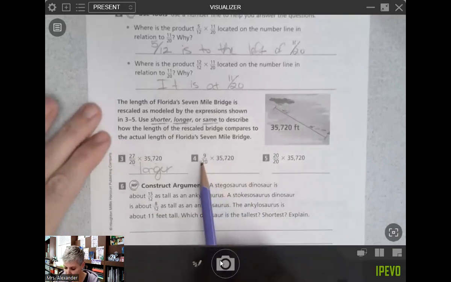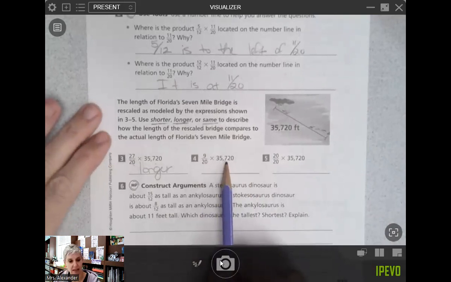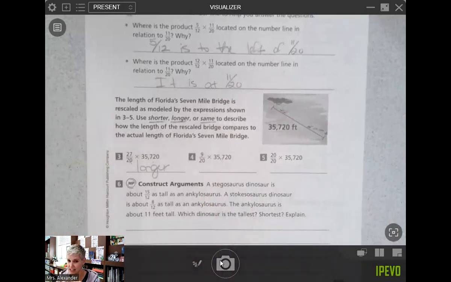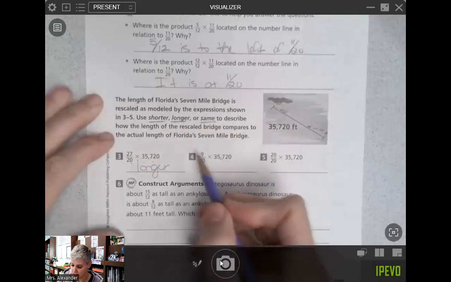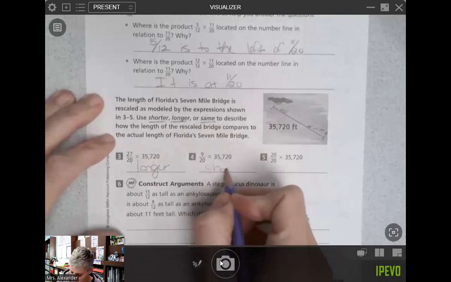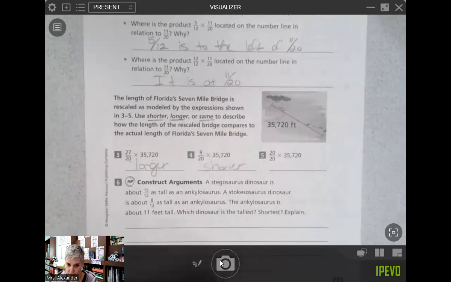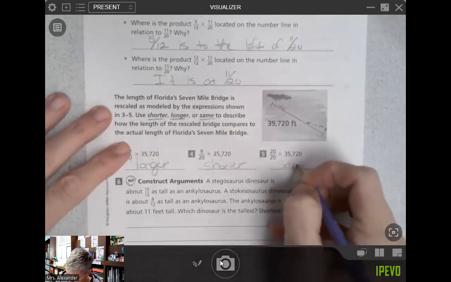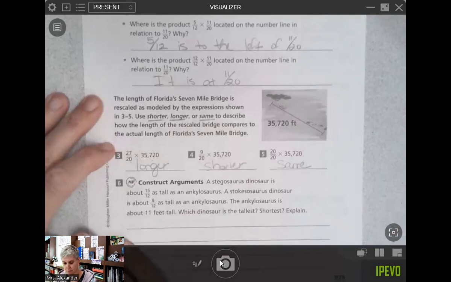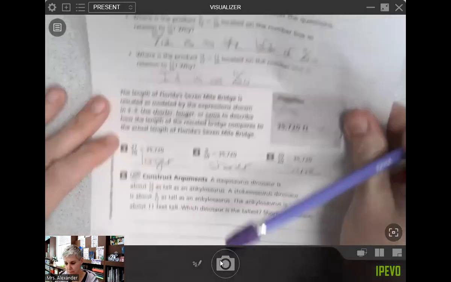What if we have 9/20 of that original length? If I have 9/20 of it, that's less than 1, so this is going to be shorter. And if I have 20/20, of course, it's going to be the same length. All right, that's it there.